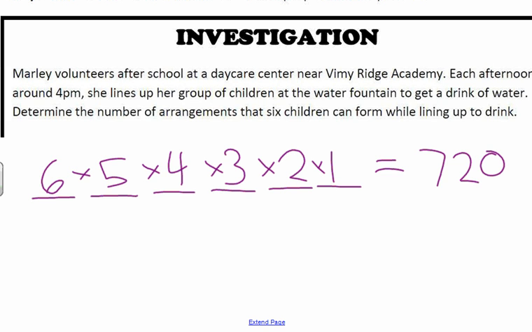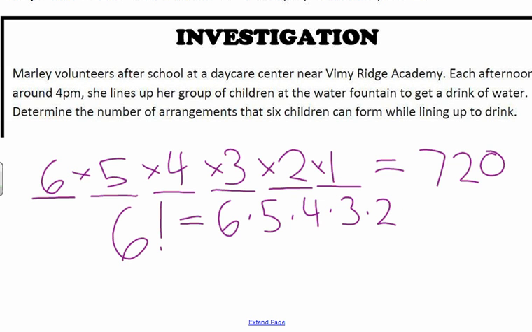Now, when we have something like this, we have 6 times 5 all the way to 1. We have a special notation for how we can write this. So this is, we call 6 factorial, okay? So 6 factorial equals 6 times 5 times 4 times 3 times 2 times 1, okay? And of course, this 1 here is kind of meaningless. Anything multiplied by 1 is itself, but that is part of factorial notation. So this is what we're focusing on today, this factorial notation.